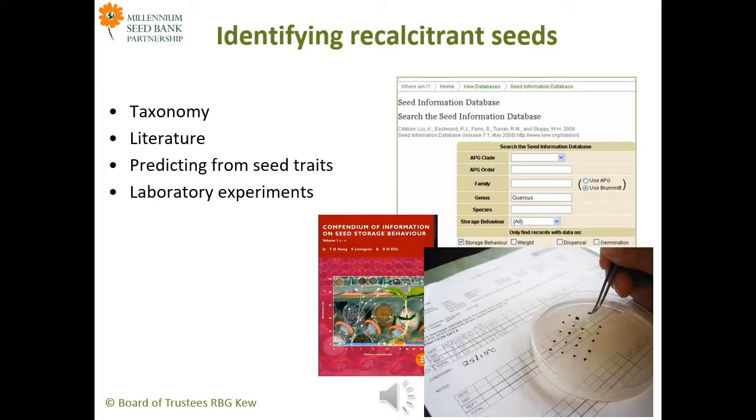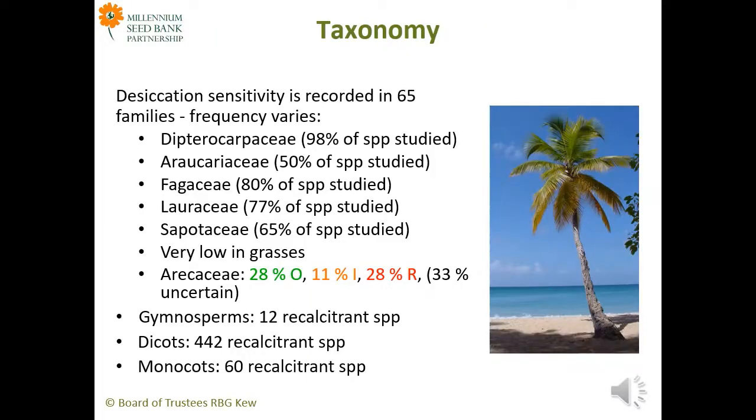So how do we know if we've got recalcitrant seed? We can use a number of different methods, which we can go through right now, including looking at the taxonomy, scouring the literature, predicting our seed traits, and also some laboratory experiments. So let's start with taxonomy.